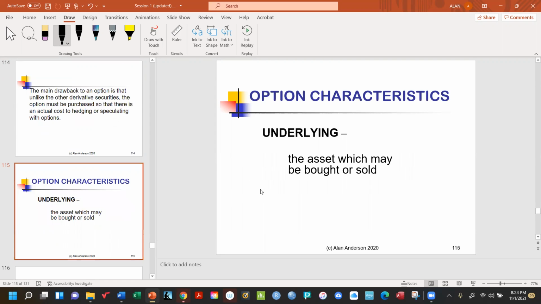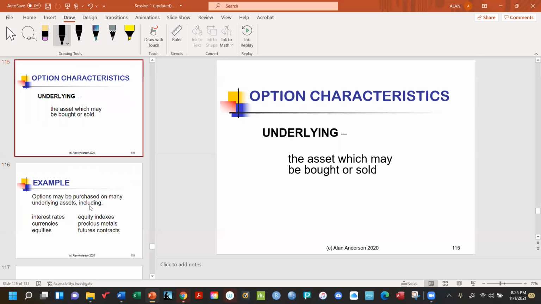Now, in order to identify an option, there are several characteristics that we need to know. First of all, what is it giving us the right to buy or sell? We refer to that as the underlying asset. So in our example we were just looking at, the Apple stock would be considered to be the underlying asset. Okay, that's where we have the right to buy or sell. Now, options are available on just about anything you could imagine at this point in time.